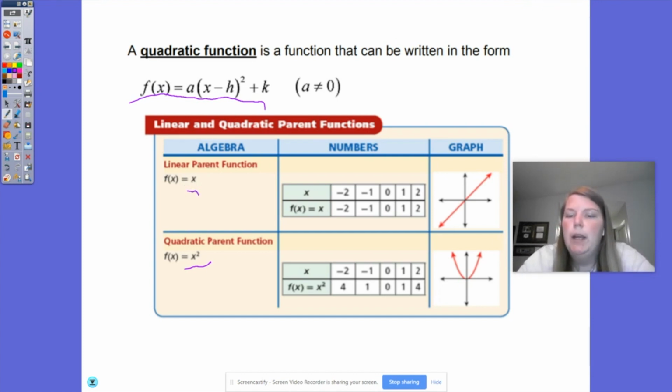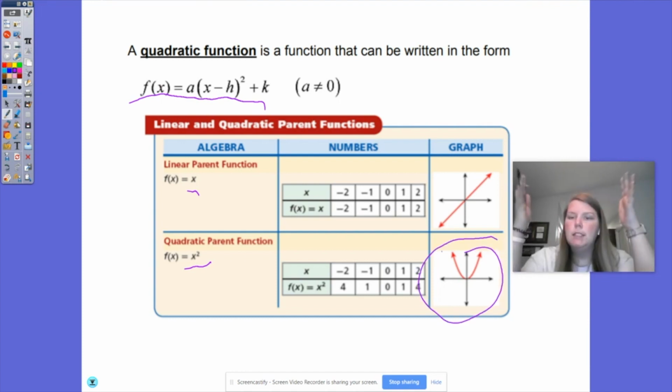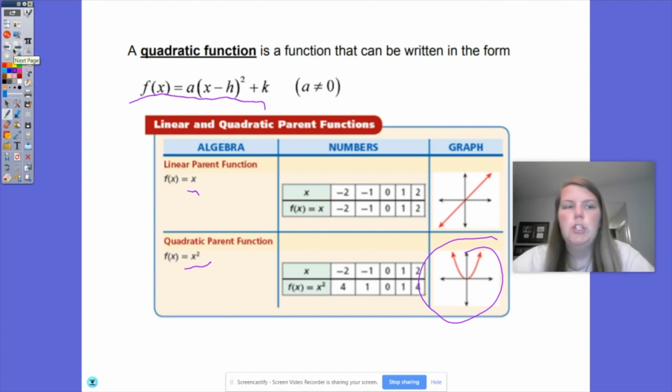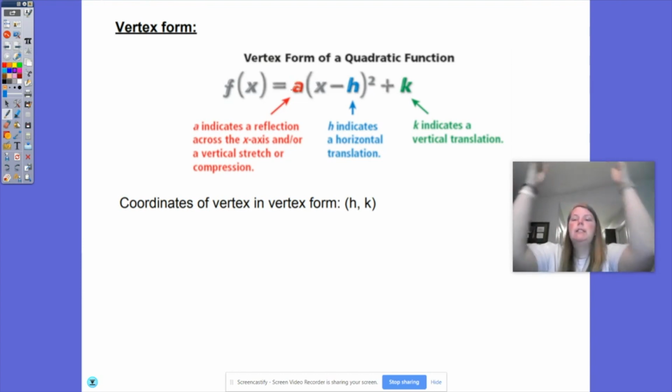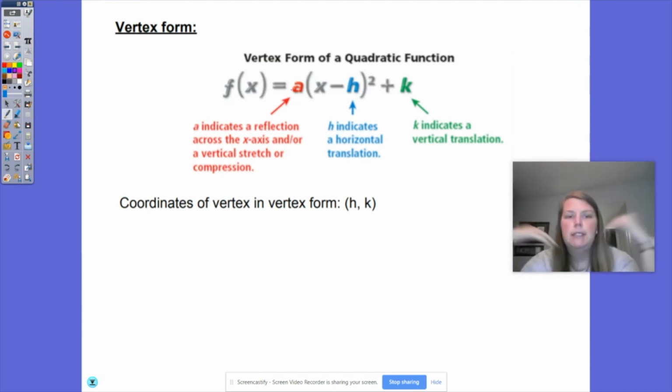And that x squared is going to have a vertex at the origin, and it's going to be a positive parabola, meaning it's facing upwards. And so that's what we're going to compare all these other quadratics to. Remember the pieces of vertex form. The a value, the number in front of the parentheses, is what makes the parabola stretch, which makes it really skinny, or compress, which makes it wider.